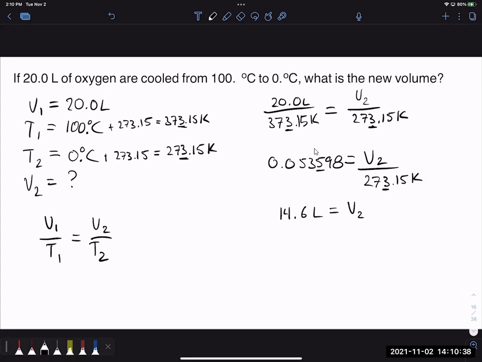And I did that thing where I was saying you should always write down what your units are, but I didn't write down what my units are. This is liters per Kelvin.